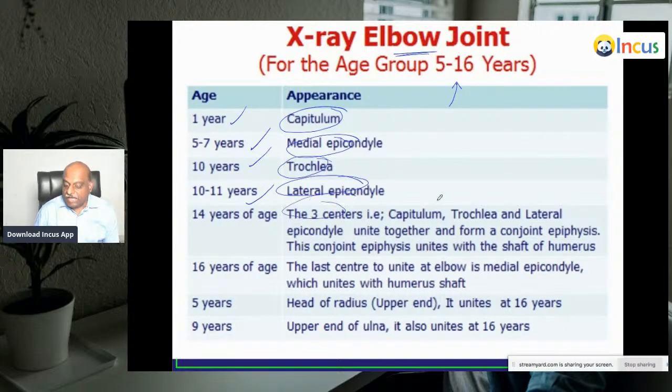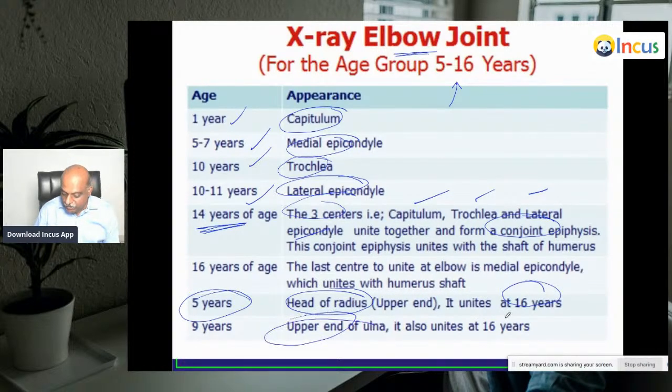And the three centers, capitulum, trochlea, lateral epicondyle unite to form conjoint epiphysis by 14 years. Head of the radius, it unites at 16 years and it appears at 5 years. Upper end of the ulna, which also unites at 16 years, at 9 years, it will appear.